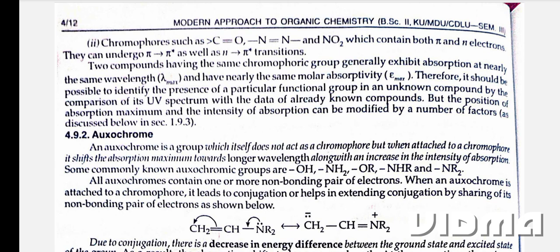Two compounds having the same chromophoric group generally exhibit absorption at nearly the same wavelength, lambda maximum, and have nearly the same molar absorptivity. Therefore, it should be possible to identify the presence of a particular functional group in an unknown compound by comparison of its UV spectrum with the data of already known compounds. But the position of absorption maximum and the intensity of absorption can be modified by a number of factors discussed below.